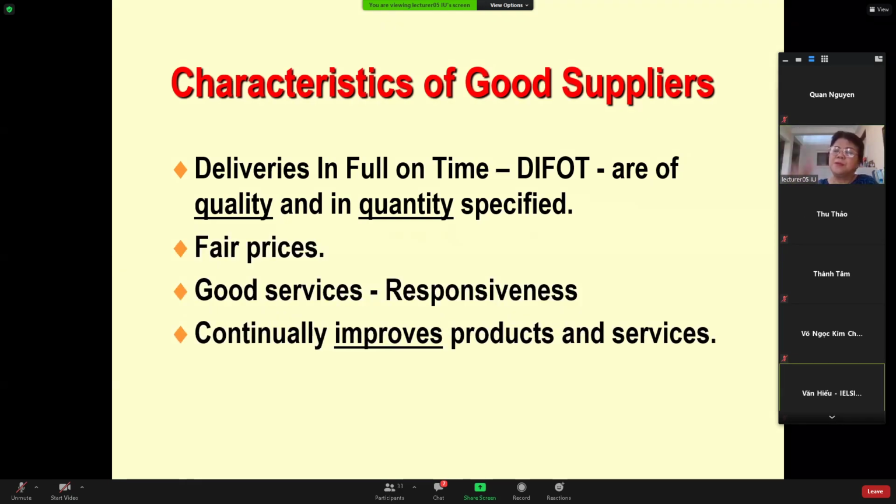Number two of a good supplier is whether the supplier can deliver your goods at a fair price. Fair price means the price in the market. And they deliver with good services and responsiveness. And they continue the service that they offer to you. So those are the good characteristics of a supplier.